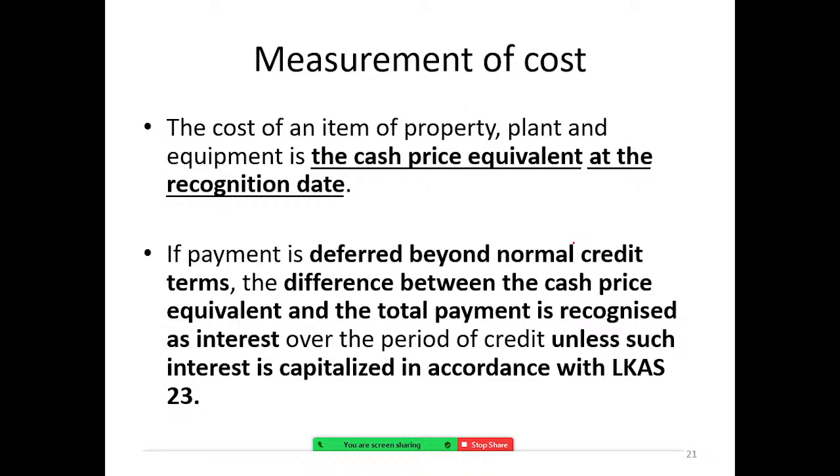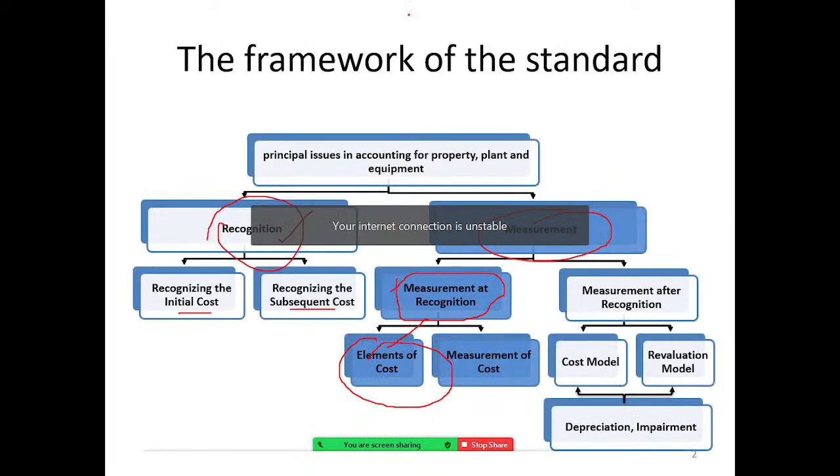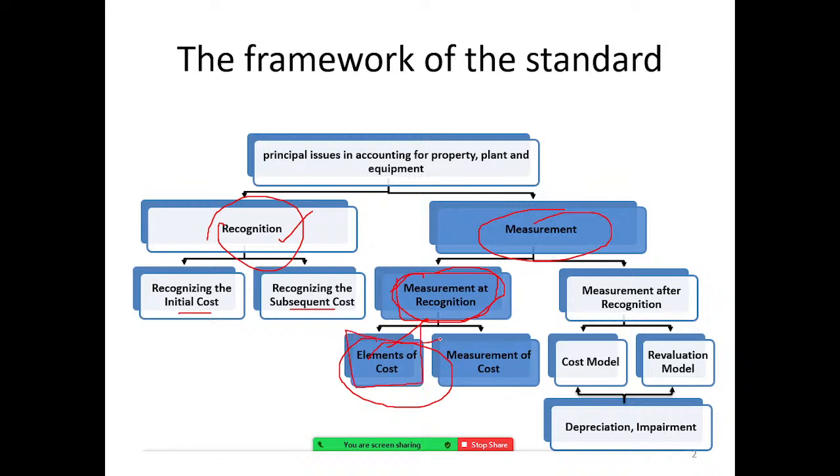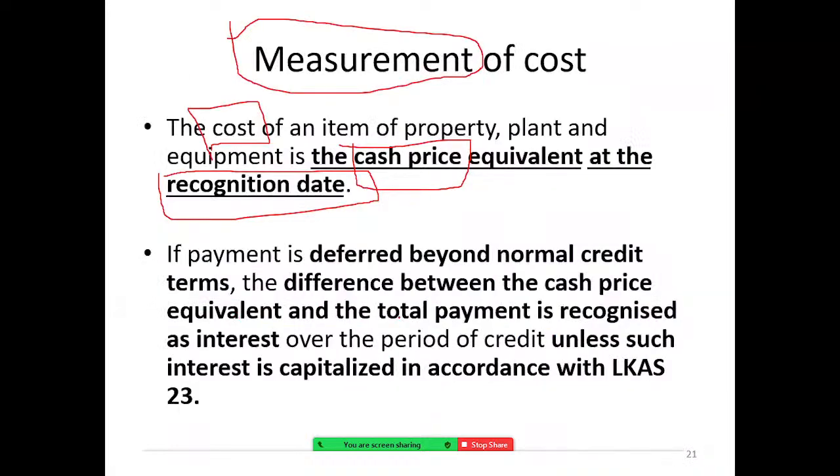Now we move to the second part, the measurement. The first part was the elements of cost. Now we move to the measurement of cost, how to measure the cost. Under measurement, recognition we already discussed. The cash price equivalent, and the total payment difference is recognized as interest.